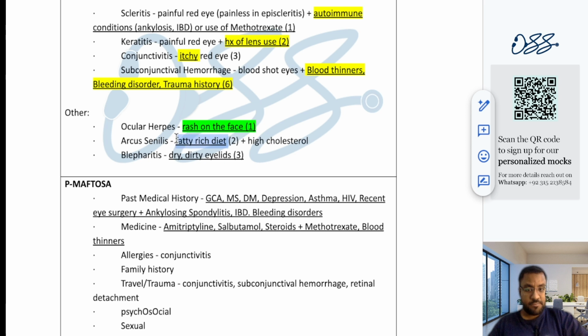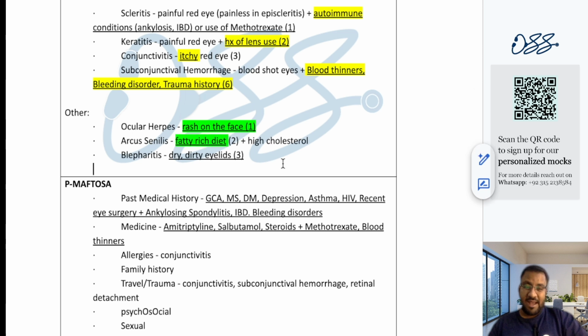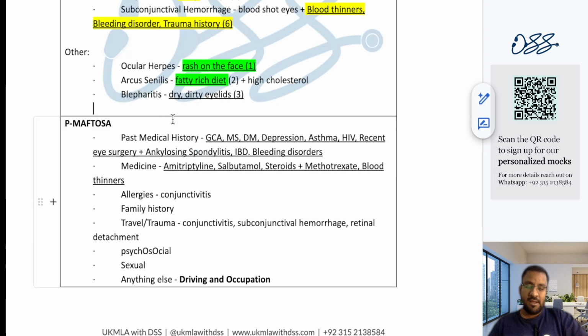So you have to make sure that you ask this question in an arcus senilis case: do you have a diet that is rich in fatty food or fast food? Then a condition of the eyelid may present to you, in which the patient may say, okay doctor, I have some problem with my eyelids, I have difficulty in opening my eyes. So we're going to ask about that: do you have any dry and dirty eyelids? If that is the case, then it is most likely to be a case of blepharitis.